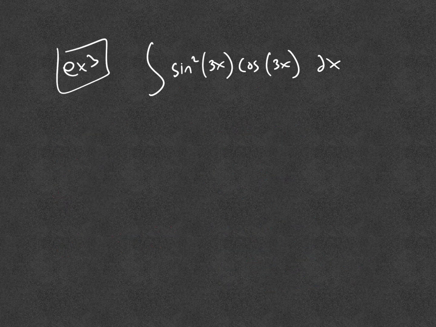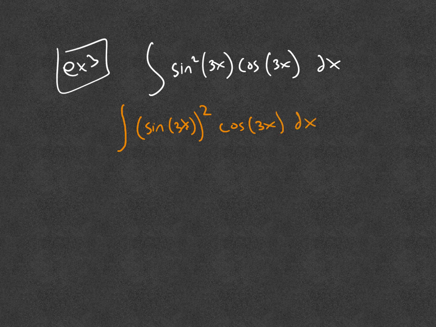Okay, 2 more. Let's go here, and we're going to notice that maybe we should rewrite this because I got that sine squared. So I want to be able to visualize that better. This is sine of 3x squared times cosine of 3x dx. And my inside there now is sine of 3x. The derivative of sine is cosine. It's on the outside. Perfect. I have that situation that I like.